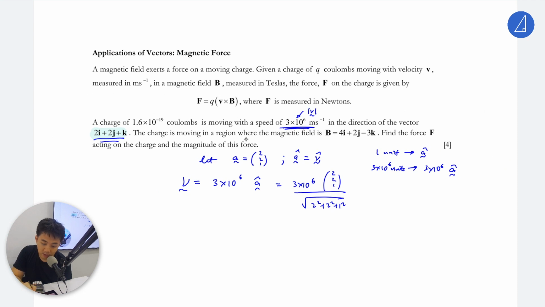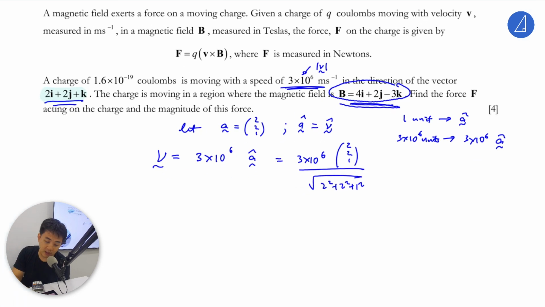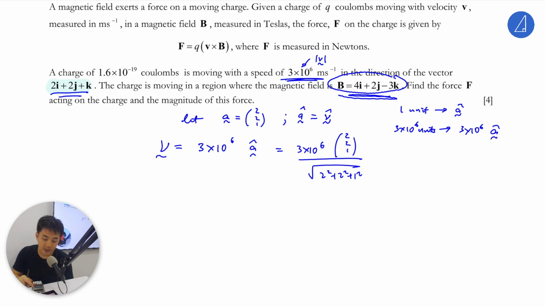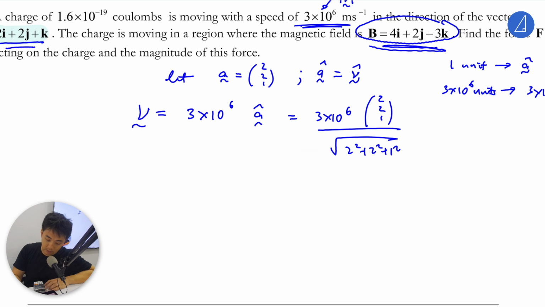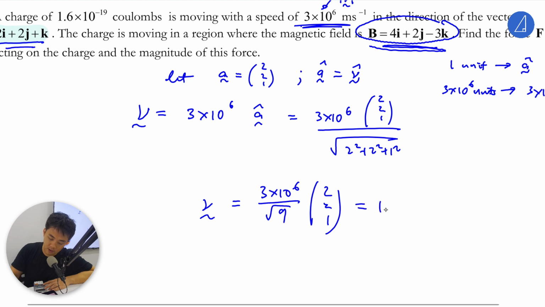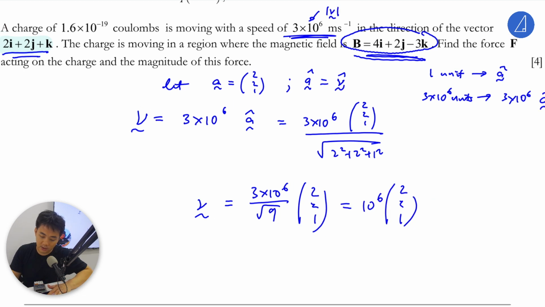The charge is moving in a region where the magnetic field is this. This is the magnetic field. So find the force acting on the charge and the magnitude of the force. Once done, what I'm going to do is 4 plus 4 plus 1, that will be 9, square root of 9 is 3. So v is equal to 10 to the power 6 times, maybe just write this down, (2, 2, 1).